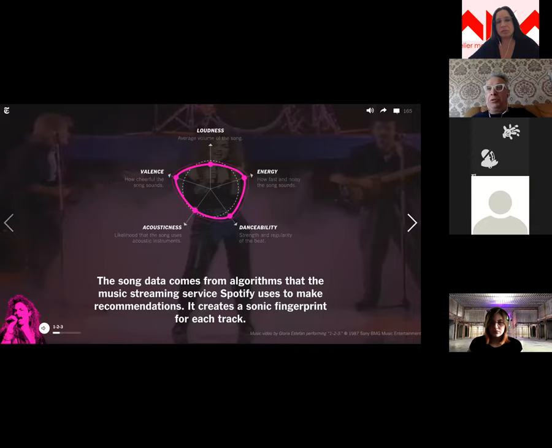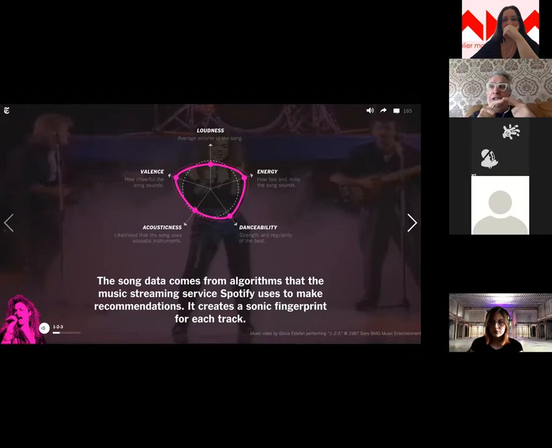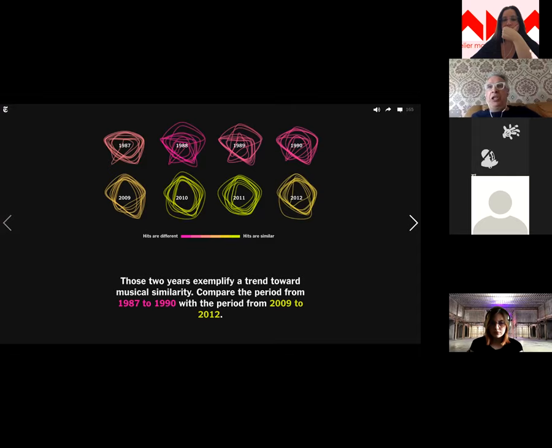Well, you can take a song and break it into very small intervals, 100 milliseconds, and measure its properties. So we used properties of loudness, energy, danceability, what Spotify calls acousticness, that is, whether the song uses acoustic instruments, and also valence, how cheerful it is. Then you can represent every song as a shape in a five-dimensional space. So every song becomes a signature in the space of five dimensions.